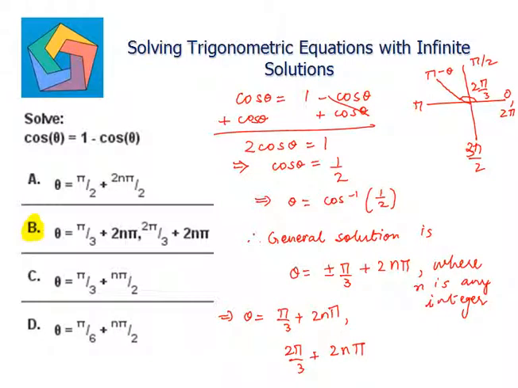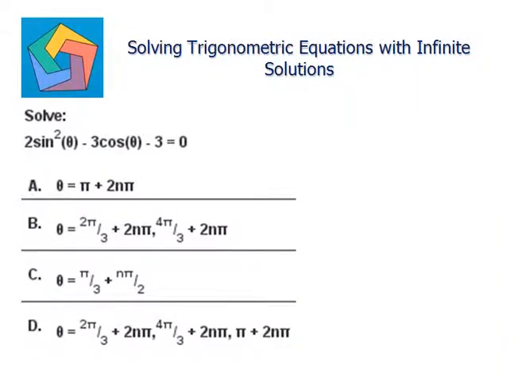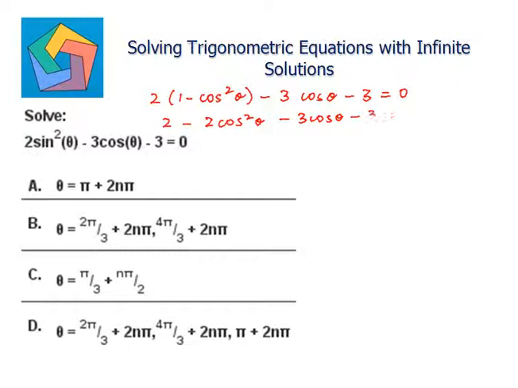Next problem. Solve: 2 sine square theta minus 3 cosine theta minus 3 is equal to 0. Let us turn this equation into cosine theta. Sine square theta is 1 minus cosine square theta. So 2 times 1 minus cosine square theta minus 3 cosine theta minus 3 is equal to 0. 2 minus 2 cosine square theta minus 3 cosine theta minus 3 is equal to 0.